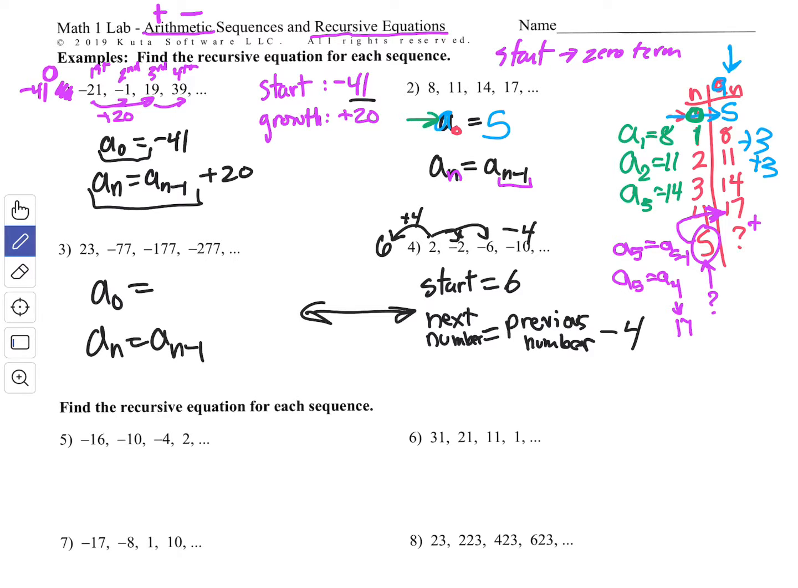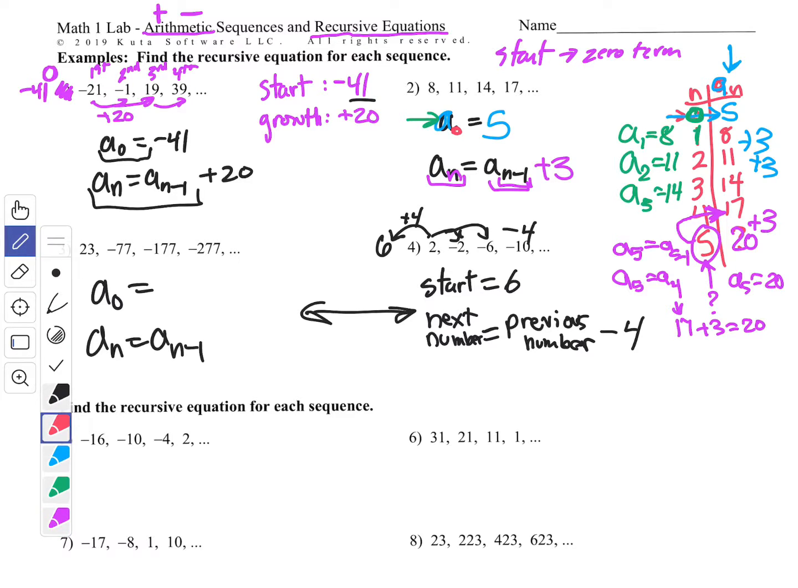Well, how am I going to get to a sub 5? Well, we take 17 and we add 3 to it. And we get 20. So a sub 5 equals 20. That's what that n and n minus 1 mean. For us, all that means is we put a plus 3 right there. So those are some different ways to think about the problem, if that helps.